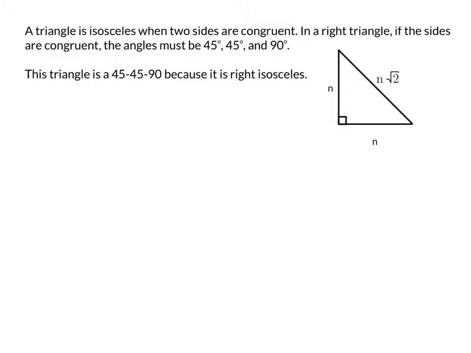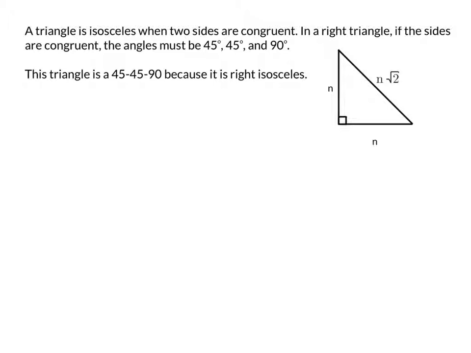Hello. In this video we're going to be talking about patterns of 30, 60, 90 and 45, 45, 90 right triangles. So I have here an isosceles triangle, and the reason we know it's isosceles is because two of the sides are congruent. And if we have a right triangle where two sides are congruent, then those angles inside the triangle must be 45, 45, and 90.